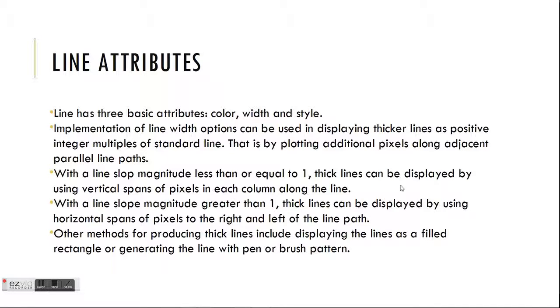Now, moving on to our main focus topics of primitives and their line attributes. Let's start with the first primitive, line. A line is composed of a series of pixels or dots in a straight manner. It has 3 basic attributes associated with it: color, width, and style.